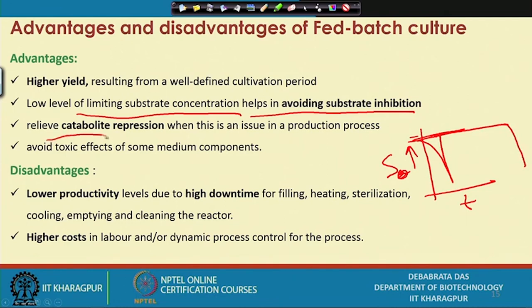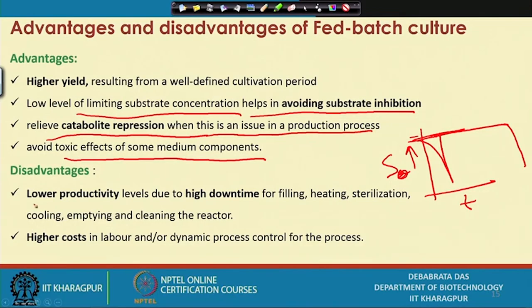The catabolic repression is also relieved; when this is an issue in the production process, that problem can also be overcome. We can also avoid the toxic effect of some media components to some extent, because you are adding only the substrate, increased on the basis of stoichiometry. You are not adding all the components present in the reaction mixture or in the media. So naturally, the possibility of toxic accumulation will be reduced.